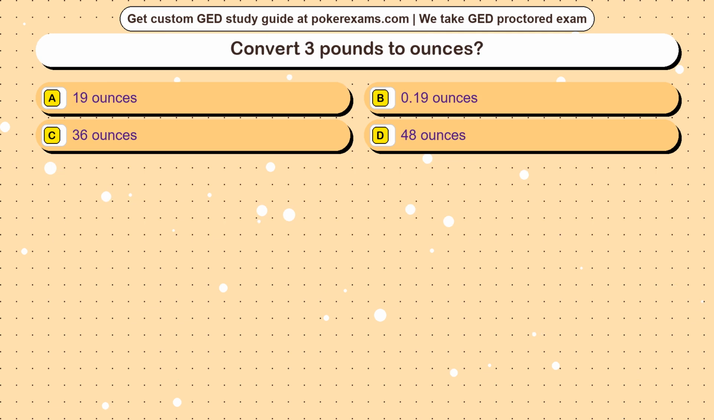Question 20. Convert 3 pounds to ounces. Option A, 19 ounces. Option B, 0.19 ounces. Option C, 36 ounces. Option D, 48 ounces.